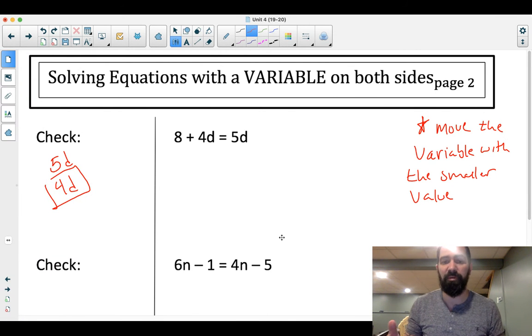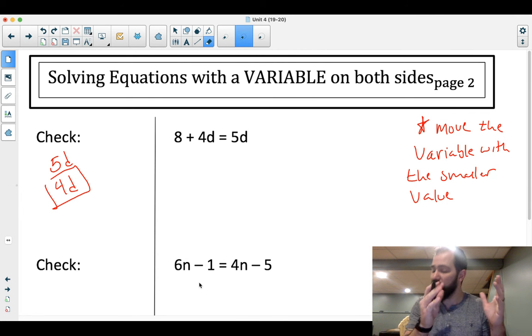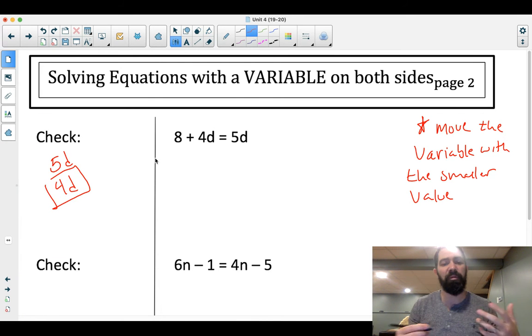And the reason why we do this is because it eliminates one step towards the end. If you move the 5d, what you would end up with is a negative number. And your answer can't be negative d equals something. That's not the variable by itself. You need it to be a positive variable. So we move the smaller to the bigger, and when we do that, we keep the variable positive.